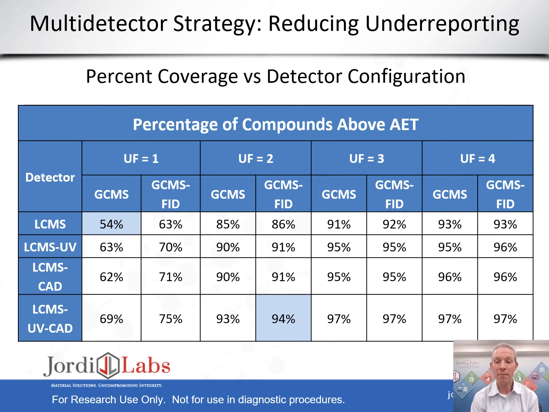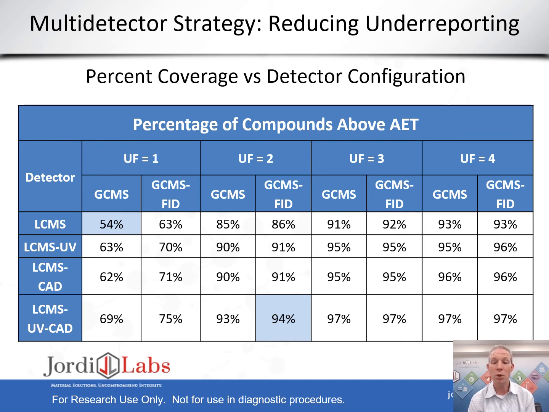Well, you may say to me, Mark, that's great if you have a multi-detector, but what if you don't have all of those detectors? Here on this slide, we plot the results for the database of extractables for different configurations of detectors at different UF values. And what we can see is that if we apply a UF of 1, the highest extent of coverage that we can obtain is only 75%, which does not seem to be sufficient.